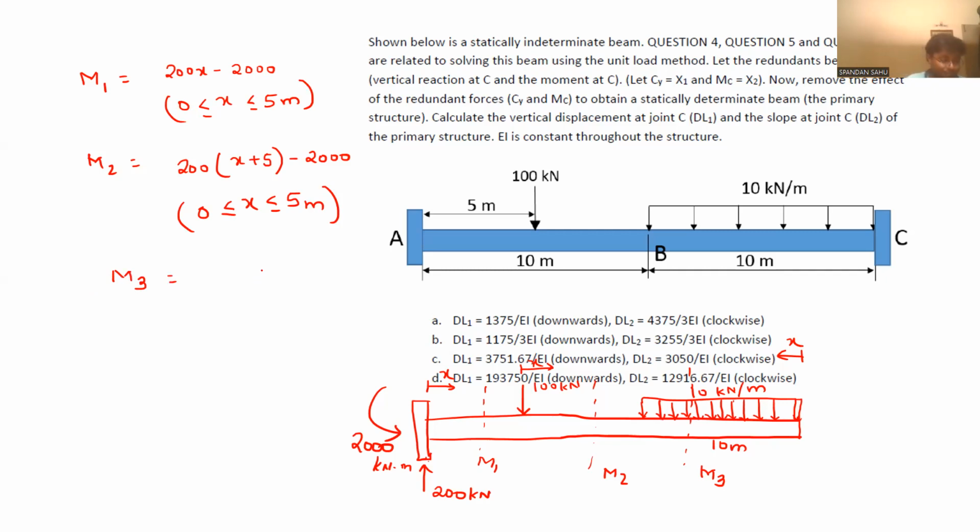Tell me M3. You are more interested in writing from the right side. So tell me the equation also. Is it correct? Yes, sir, 5x square. Is it correct? Plus, what would the limit be? From 0 to 10.